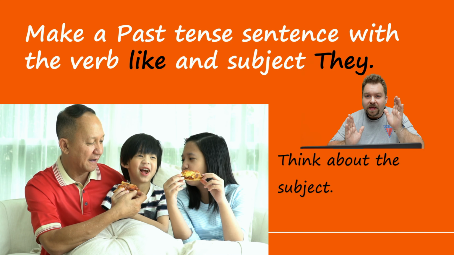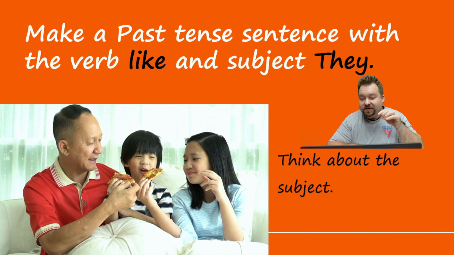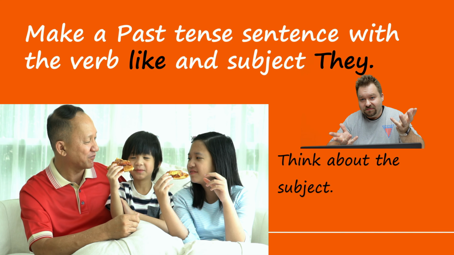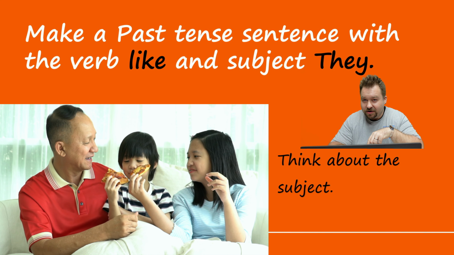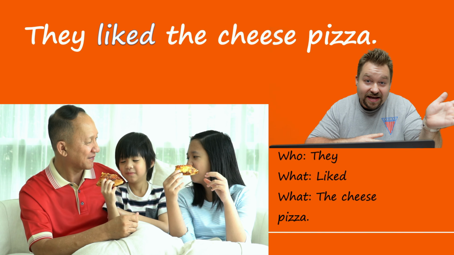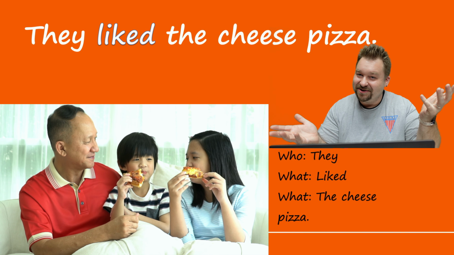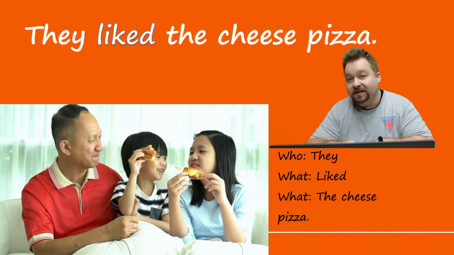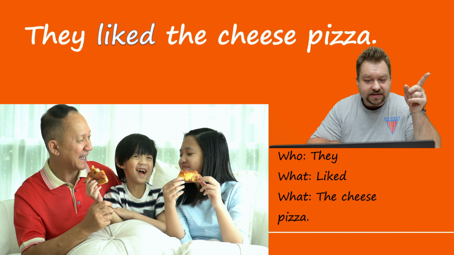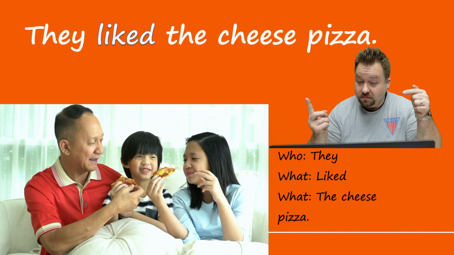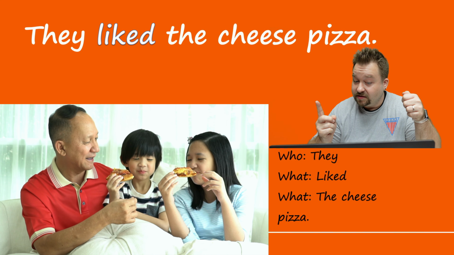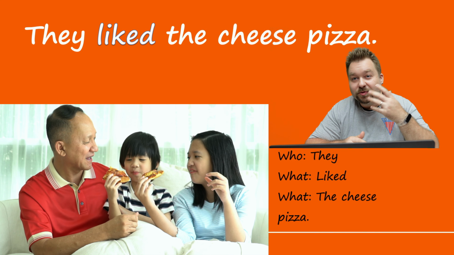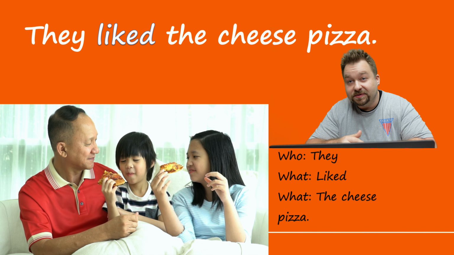Let's try another one. Let's make a past tense sentence with the verb like, same one, but the subject is now they. Okay? Remember what we said a minute ago? Here's the answer. They liked, because the subject doesn't matter, right? They liked what? The cheese pizza. So we just broke that other sentence down. We said who, they, what, liked, what, the cheese pizza.